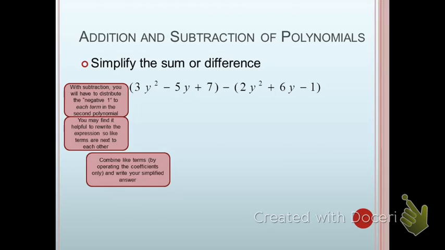Now, this example is different because in this example, we are subtracting one polynomial from another. So what we need to do first is look at the minus sign that's in front of the parentheses. We need to think of that as being a negative 1 in front of those parentheses. And then we're going to have to distribute that negative 1 to each of the terms in that polynomial.